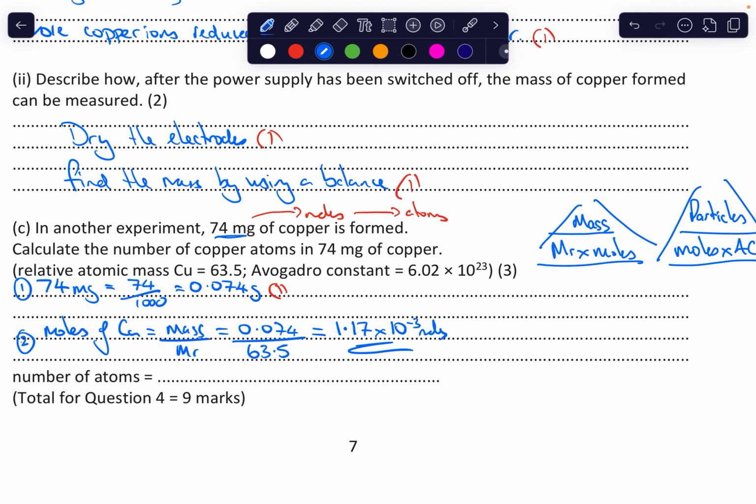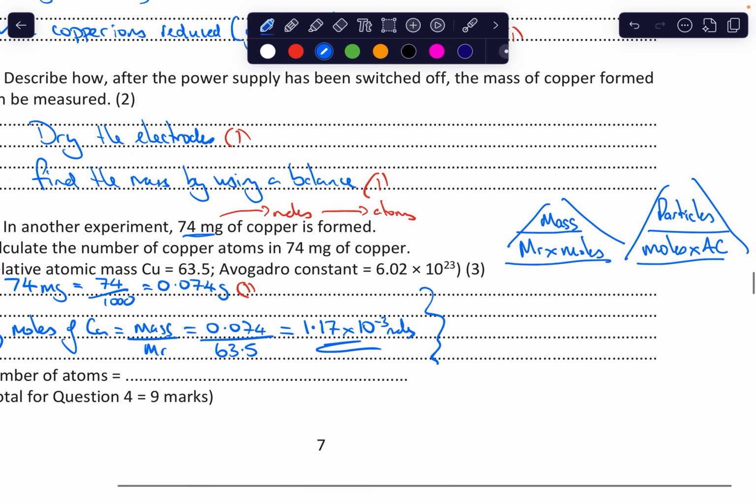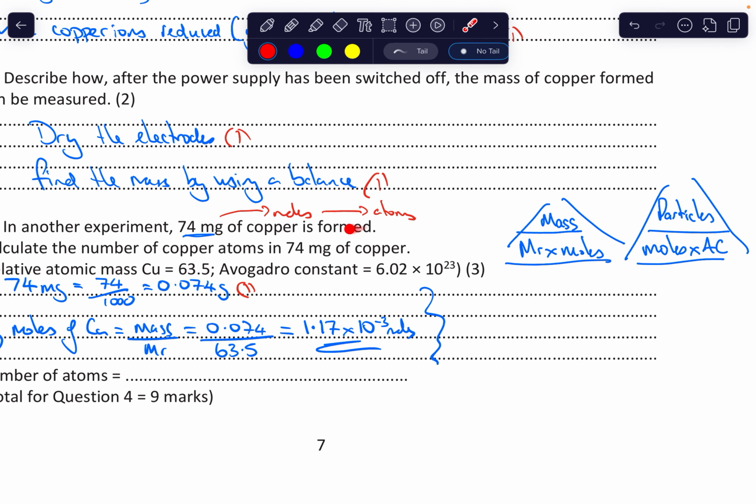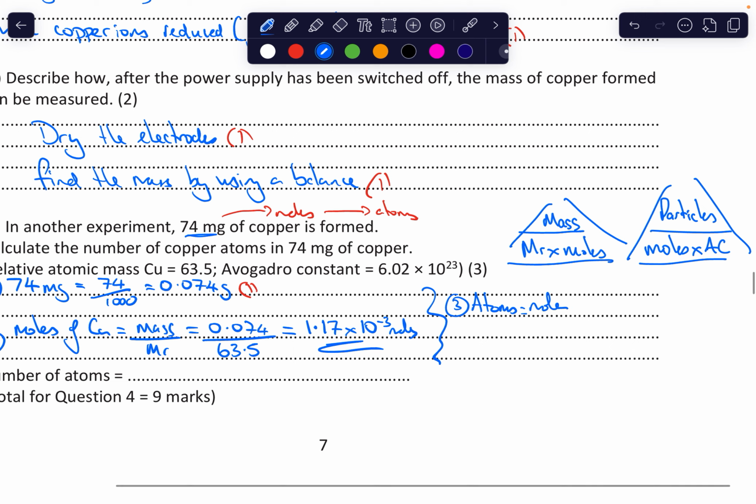Okay, then what I'm going to do is convert this into numbers of atoms. So I'm up to this stage here. To do this, we're going to use this triangle here. I want to know how many particles there are, how many atoms there are. So the third step is the atoms. And according to that triangle, atoms is going to be moles times Avogadro's constant.